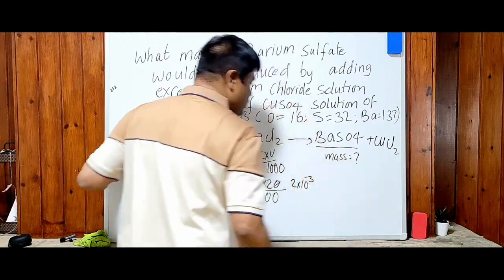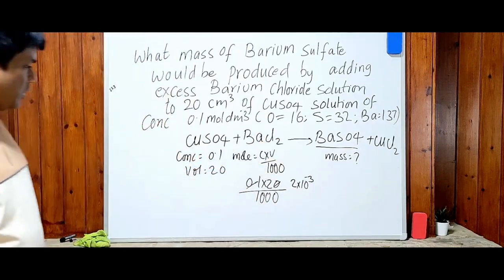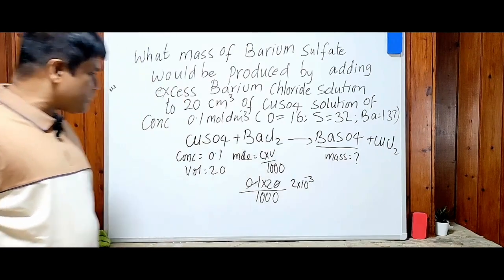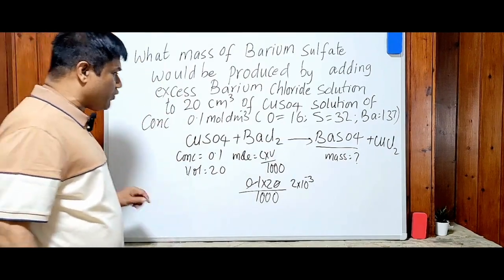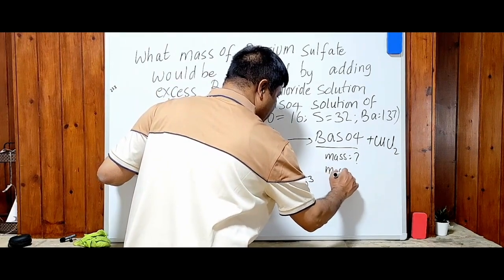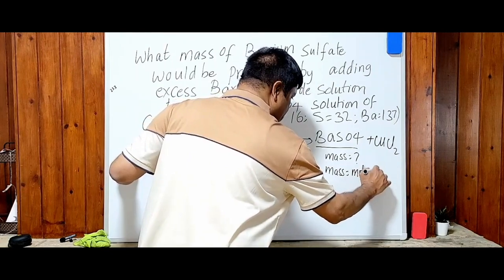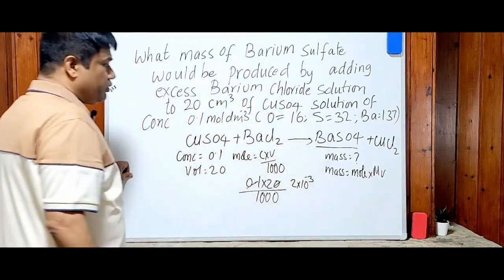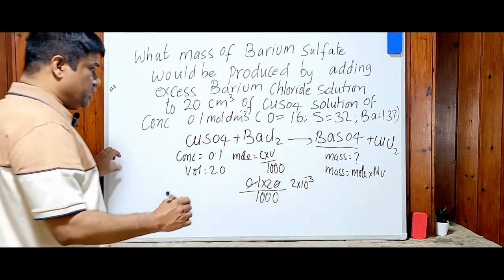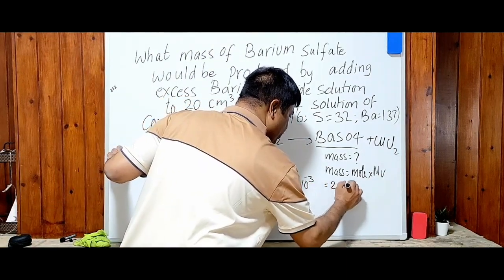How much? So moles, 1:1 molar ratio. You get the same mole of the barium sulfate. Work out the MR of the barium sulfate. So mass of barium sulfate is equal to mole times its MR. When you work out the MR, mole is 2 into 10 to the power of minus 3.